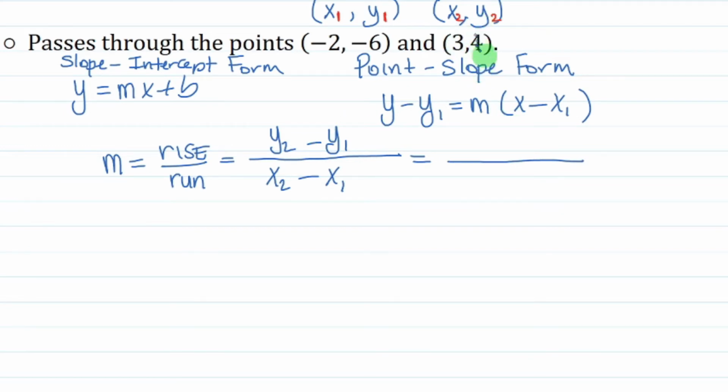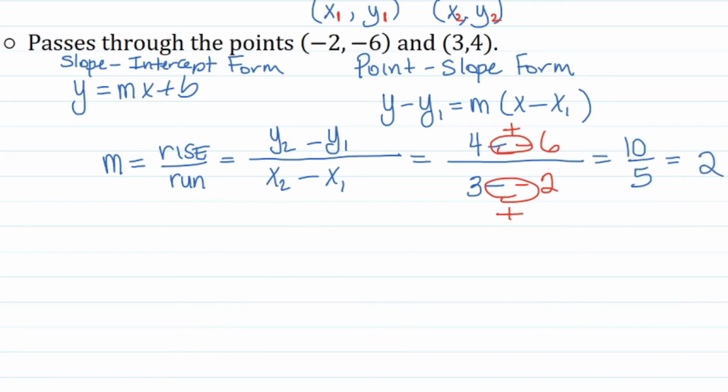Okay, so here we go. y2 is 4 minus y1, which is negative 6. So you're saying minus negative 6, that's a double negative, which is going to become a plus. And now here you have x2, which is 3, minus x1, which is negative 2. So also a double negative here. So what do you get? 4 minus negative 6 is 4 plus 6, which is 10. And 3 minus negative 2 is 5, because that becomes a plus. And 10 divided by 5 is 2. So now we have a slope.